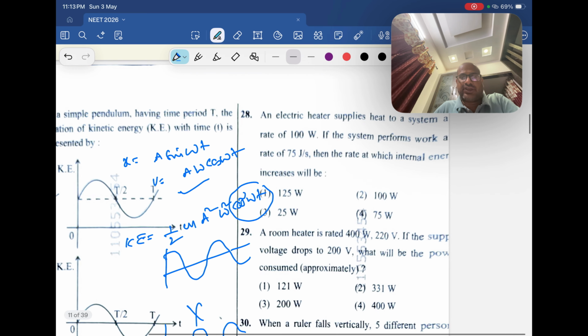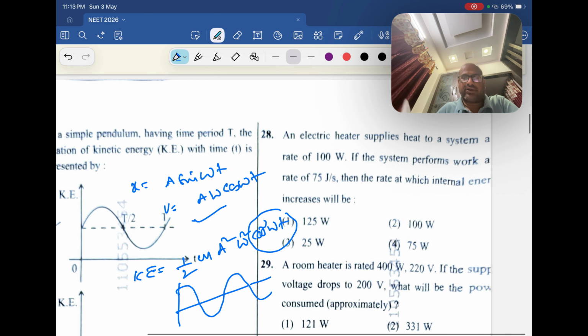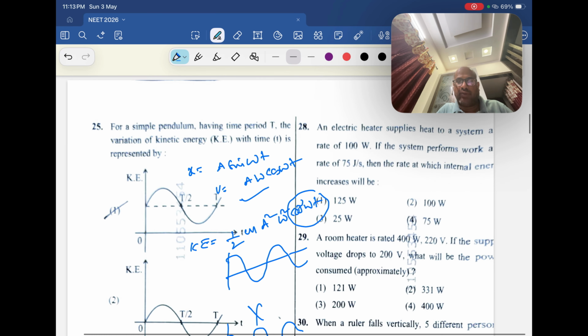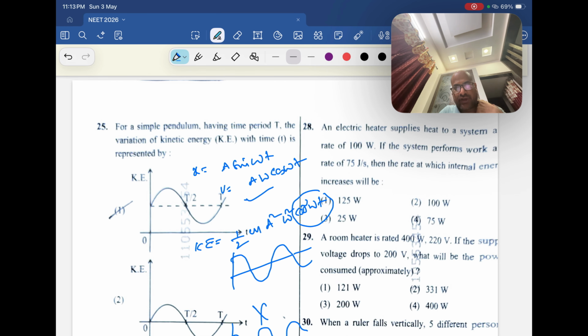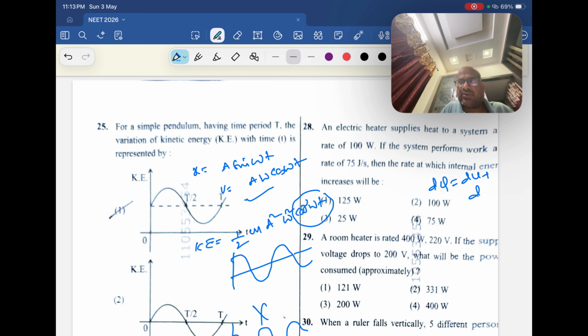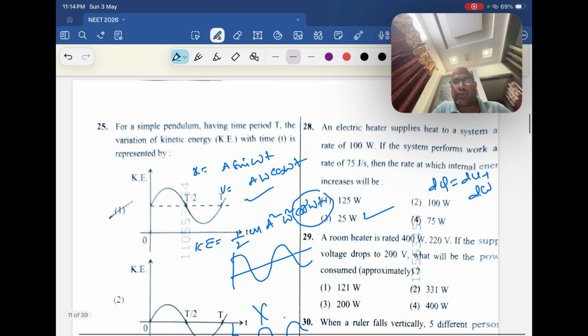An electric heater supplies heat to a system at the rate of 100 watt. If the system performs work at the rate of 75 joule per second, then find the rate at which internal energy increases. The formula is dQ equal to dU plus dW, input and output, no. The electric heater supplies heat to a system at the rate of 100 watt power. The system performs work at the rate of 75 joule per second, so the work done is 75 watt. The input is 100, the output is 75, the difference is how much? 25 joule per second, so you can mark directly 25 watt.